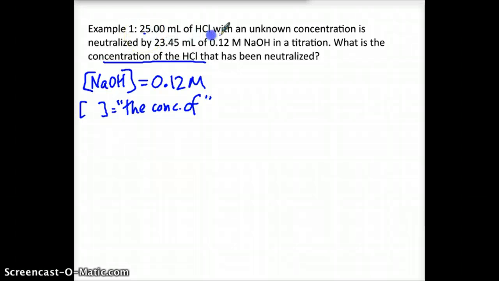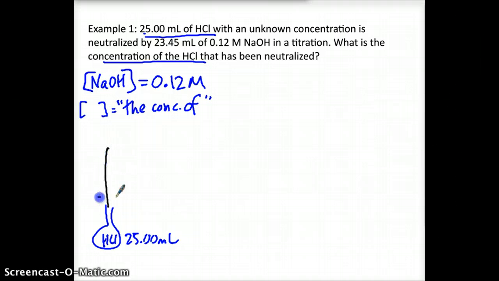We have 25 milliliters of HCl. So basically, we're thinking visually. This means we have a flask with some HCl in it, exactly 25.00 milliliters. We have a burette, which has some base in it with this exact concentration. And the amount that gets used up over the course of the titration is 23.45 milliliters. Once that happens, we reach the end point. The color of this, depending on our indicator, changes, and we know we're at the end point.